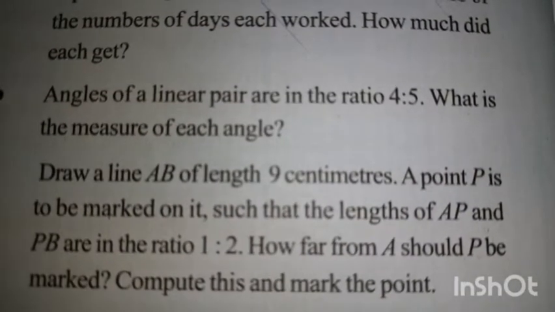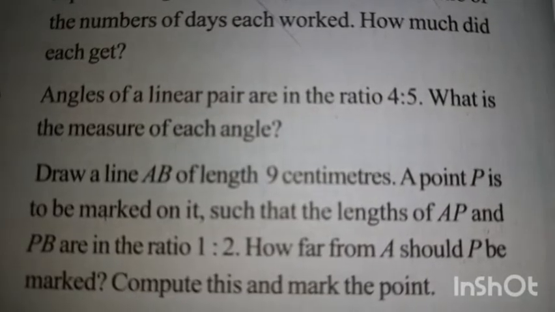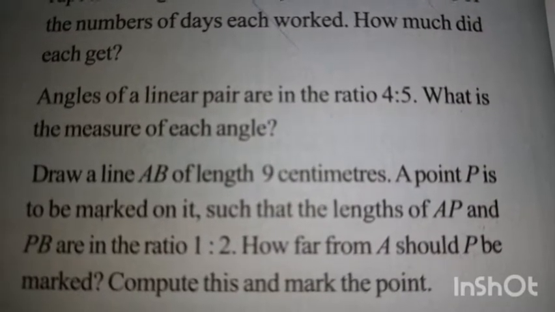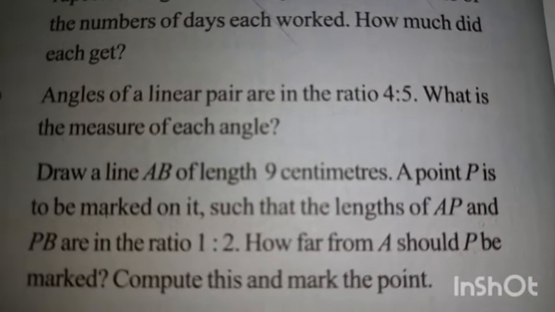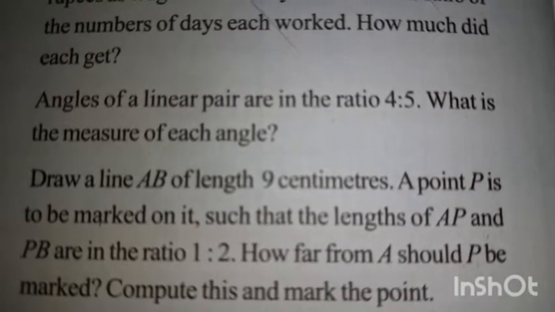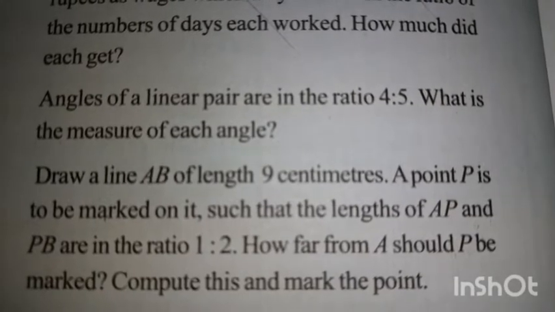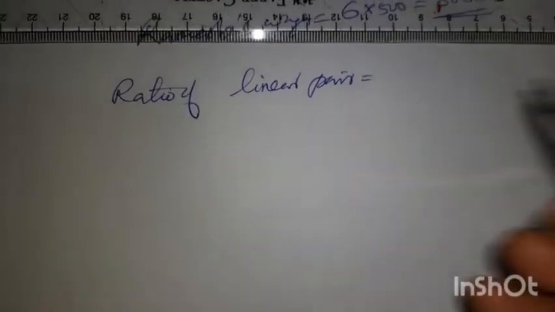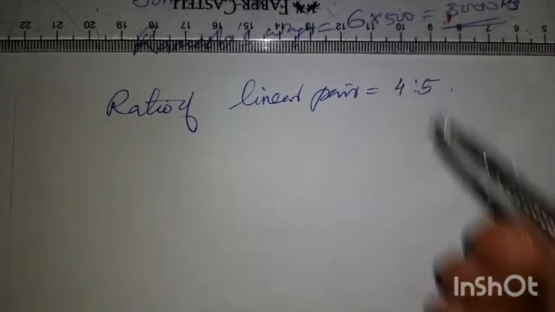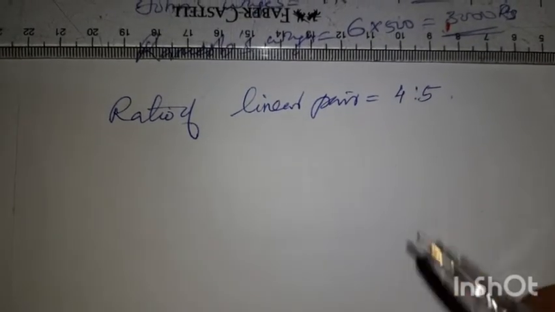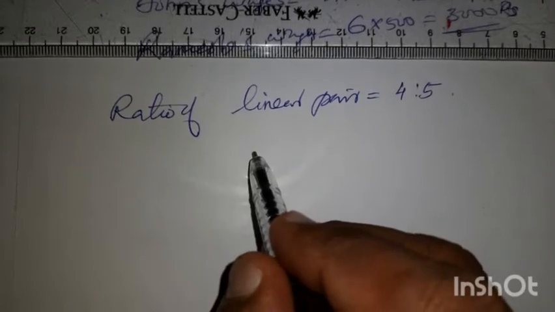Angles of a linear pair are in the ratio 4:5. What is the measure of each angle? So the linear pair are in the ratio 4:5. You know what is a linear pair? If you add the two angles together, they will get the sum of 180. Ratio of linear pair is equal to 4:5. Then what is the total angle?